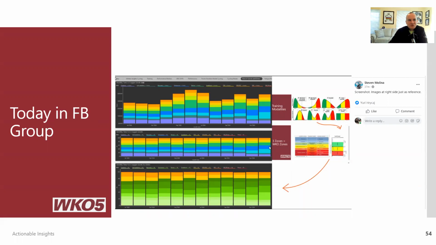I pulled this out of the Facebook group today. Steven posted this great chart builder. This was from part 1, and he built his own. They're already out there and posting on Facebook. Go grab them.